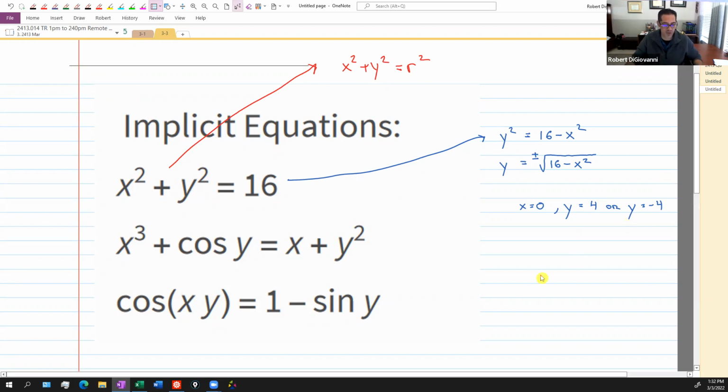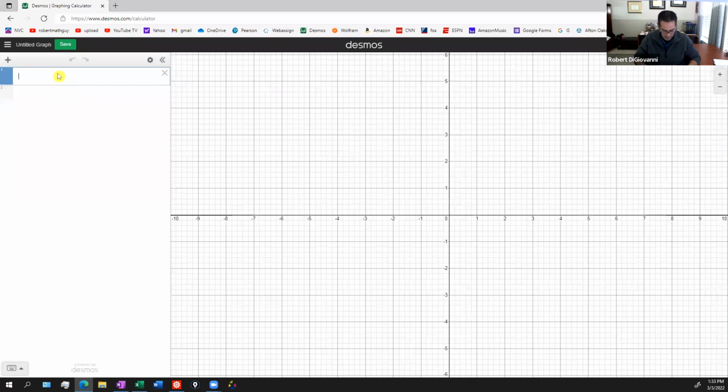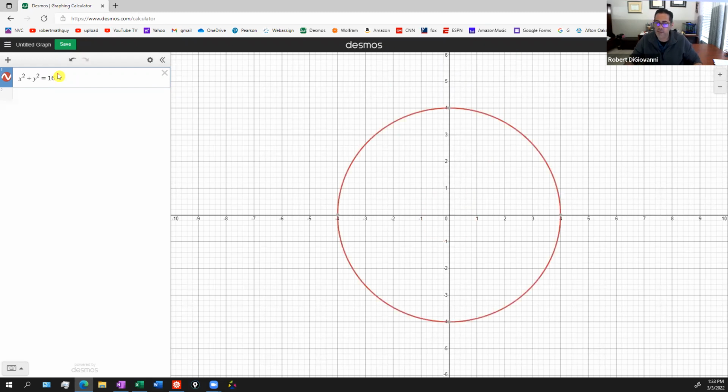And I'm going to show this to you visually. Let me bring up Desmos. I'm going to have Desmos graph this for us. X squared plus y squared equals 16. So there's my circle of radius 4.